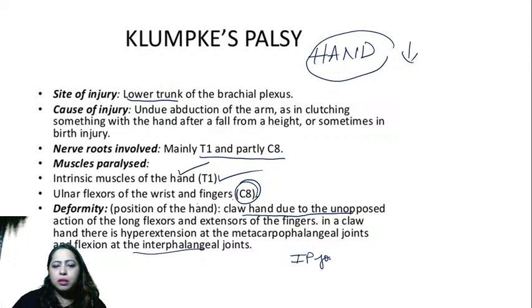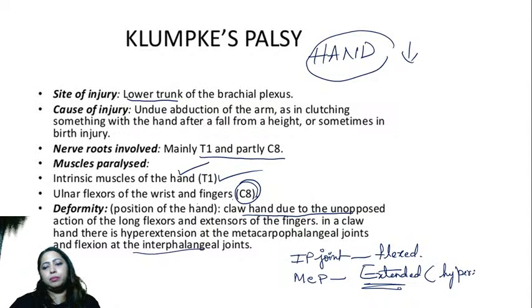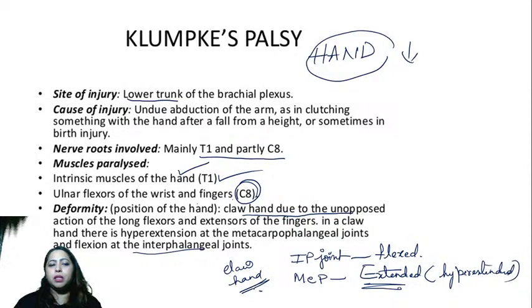IP joint flexed. And MCP is extended. This is what happens. So you can see it is not just extended, it is hyperextended. So it looks like a claw hand. This is what you can see in the deformity when the ulnar nerve is involved. This is how it looks, Klumpke palsy.